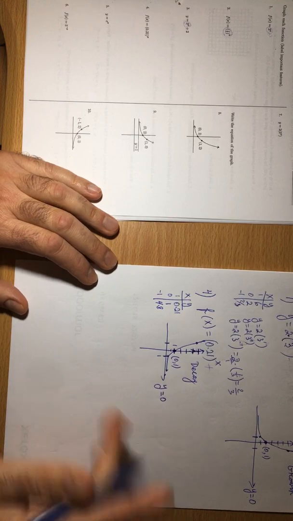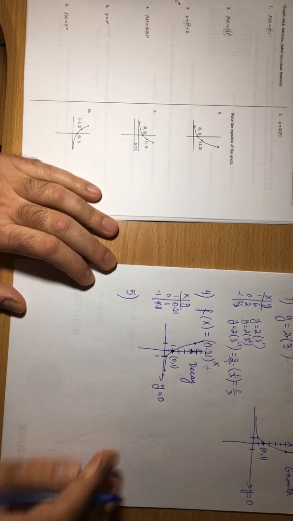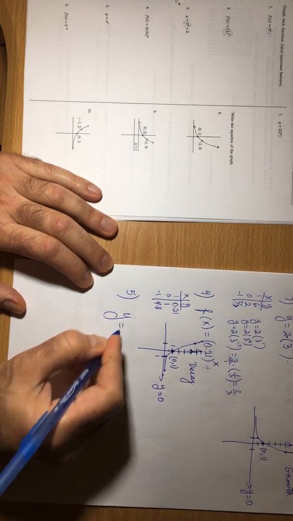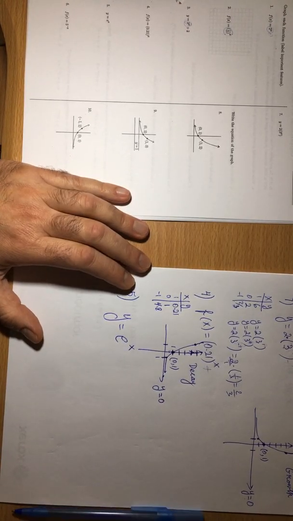I hope everybody's good. Number 5, we got a few more examples. Number 5, we got y equals e to the power of x. What is e? Never seen it before. We'll get to that in the next video.